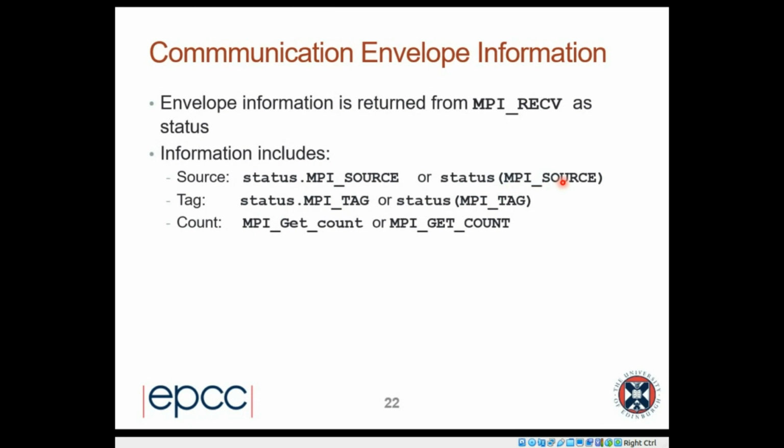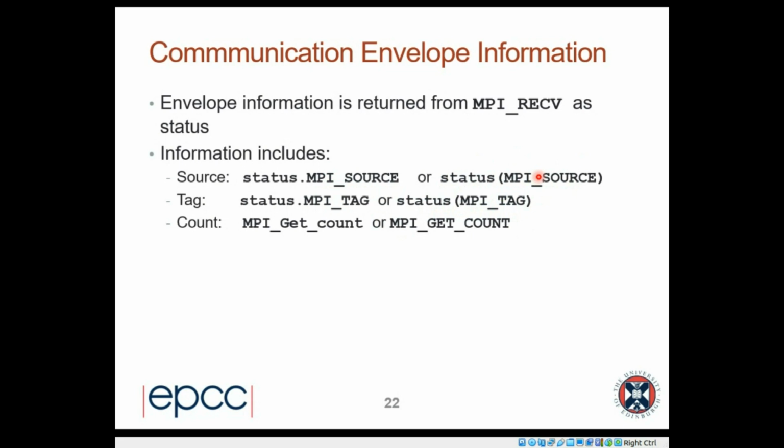You shouldn't assume that, but all it's saying is that this element of the array, which might be the third or the fourth entry, contains the status. Status of MPI_TAG contains the tag value. So in C it's dot, and in Fortran it's a member of the array.